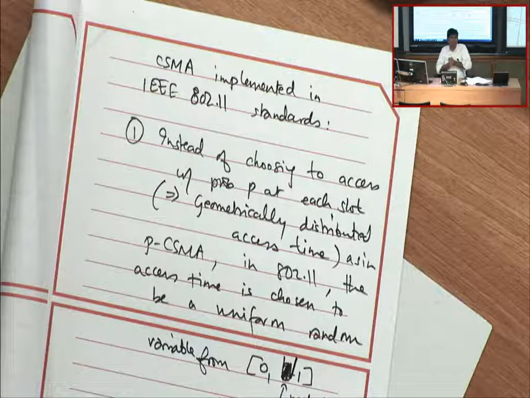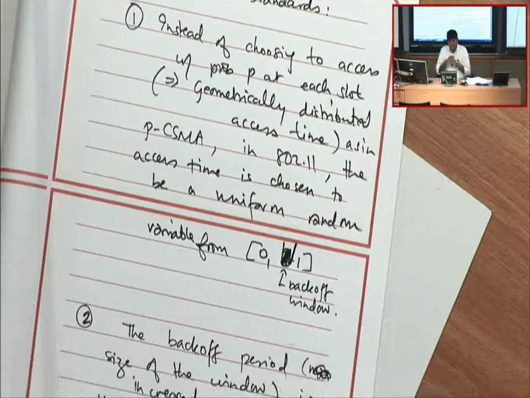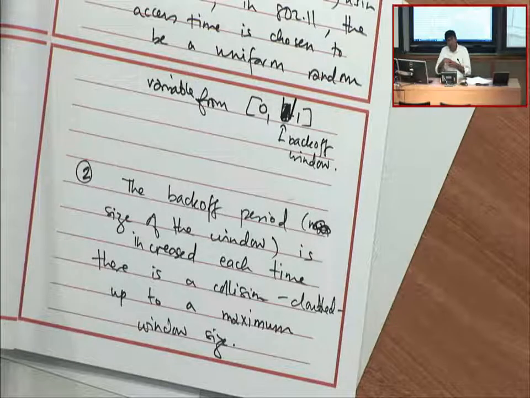So there are two things happening now that are different from P-persistent CSMA. P-persistent CSMA would look like this: you have a bunch of transmitters, and every time they're contending, they toss a coin. If it comes up heads, they transmit. If not, they won't. And before they toss the coin, they check the channel to make sure it's not occupied.